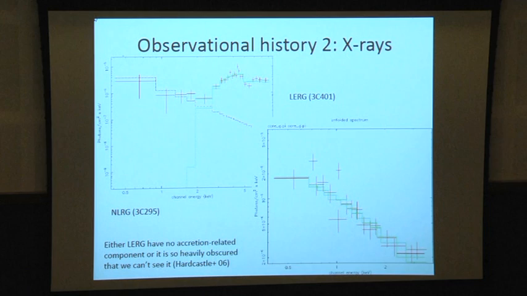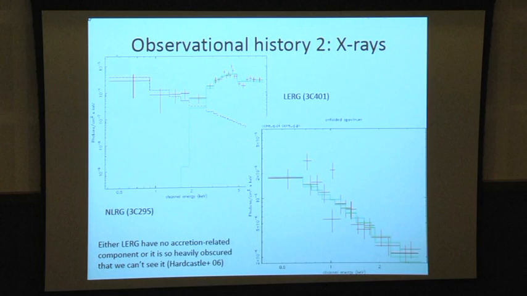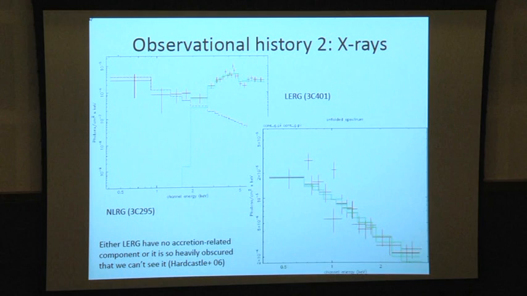When you look at low excitation radio galaxies, all you see is a power law. You don't see any evidence for this accretion-related component. So from that you can conclude either it isn't there or it's extremely heavily obscured. And by heavily obscured, I mean Compton thick. It has to be so obscured you can't see it.